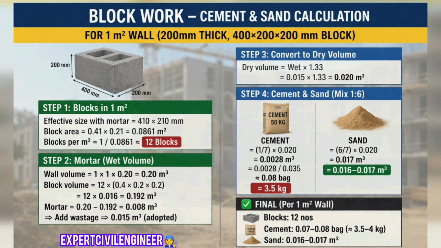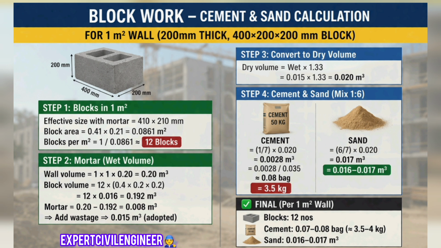Block size becomes approximately 410 by 210 mm, so area of one block is 0.086 square meter. Now, dividing 1 by 0.086, we get around 12 blocks per square meter.